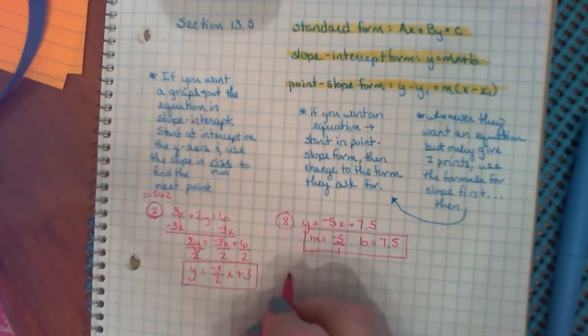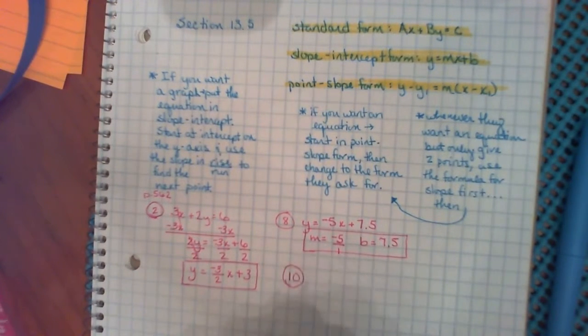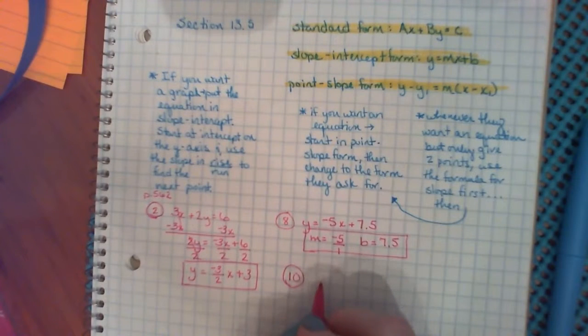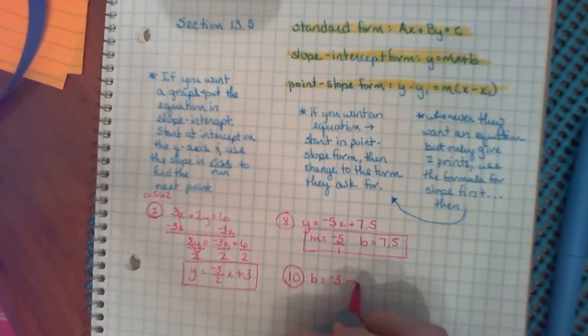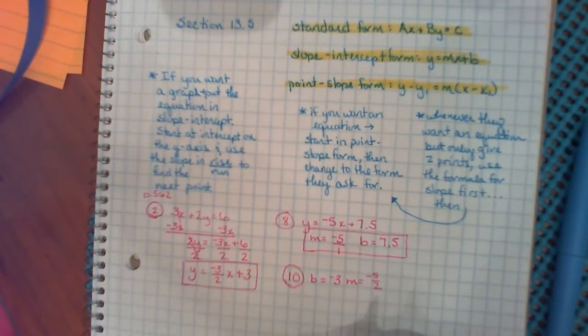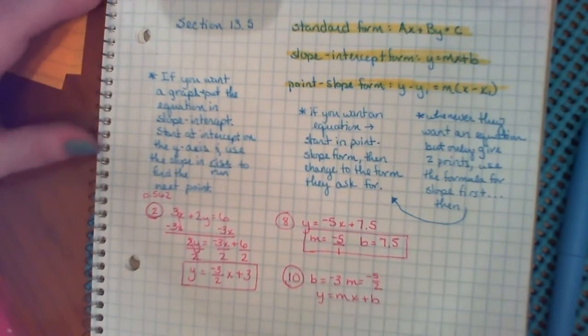Problem number 10. Write the equations in slope-intercept form for lines with y-intercept b and slope m. They tell me b equals negative 3 and m equals negative 5 over 2. They just want the equation in slope-intercept form. So that looks like y equals mx plus b. I know that because I memorized it years ago.